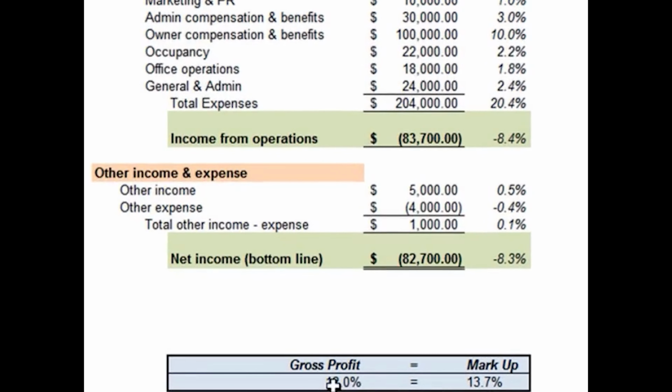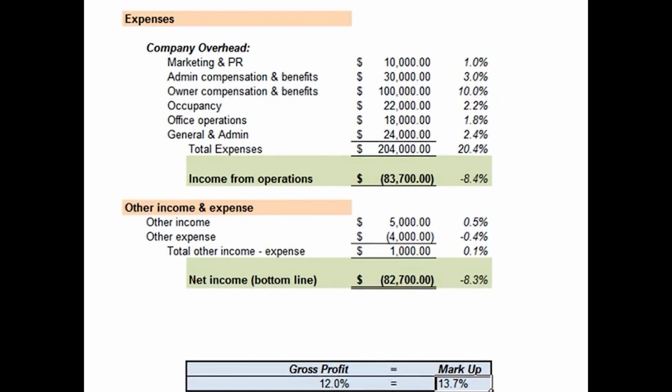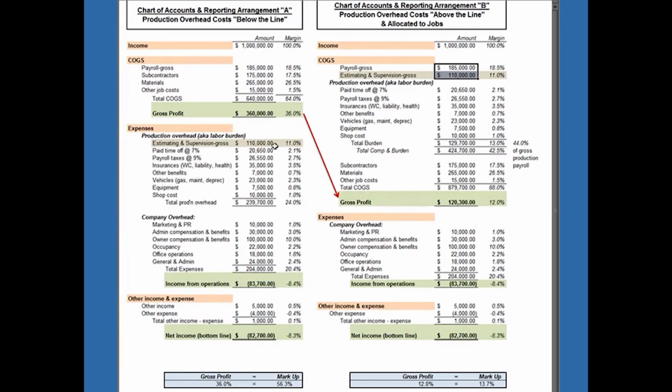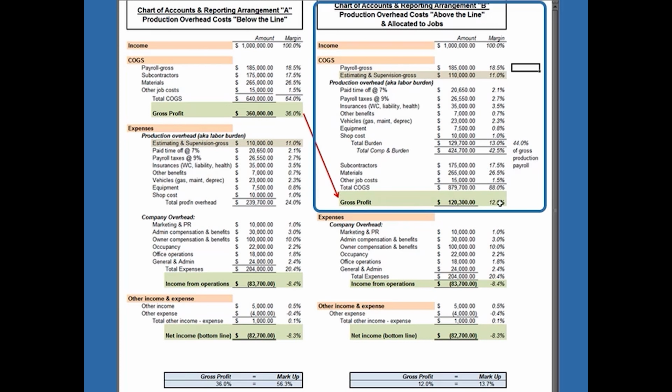So in this case, a gross profit for the numbers on the bottom of 12%, including all of these costs, means a markup of 13.7%. And of course, markup is always greater than gross profit. Let's lay these out side by side so you can see what they look like. All of the same line items, just organized differently, but in my opinion, this is giving us a clearer picture.